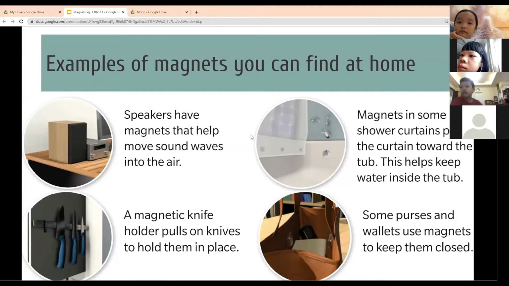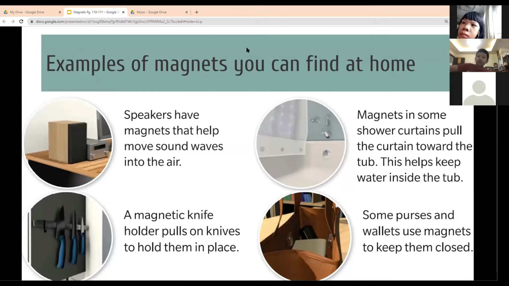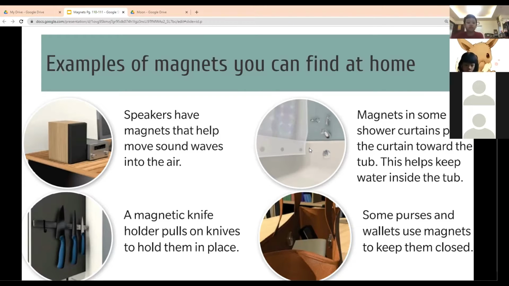Okay, Blue Moon, can you read the next one? The magnetic knife holds the knives in place. Yeah, and Blue Moon, what type of example did you find for a magnet in your home? Home audio speakers, cabinet door latch, trains. Okay, so in your speakers, you said? Yes. Okay, very cool. And let's read the last example.